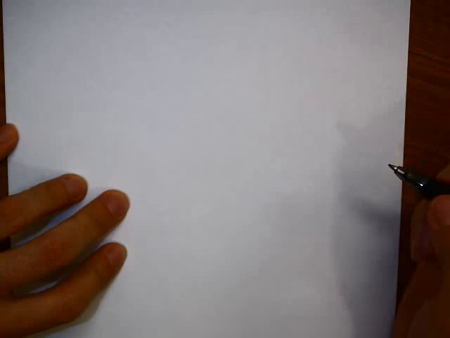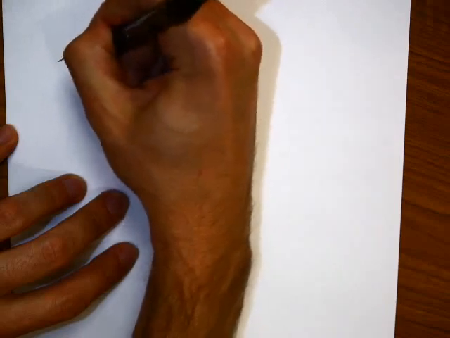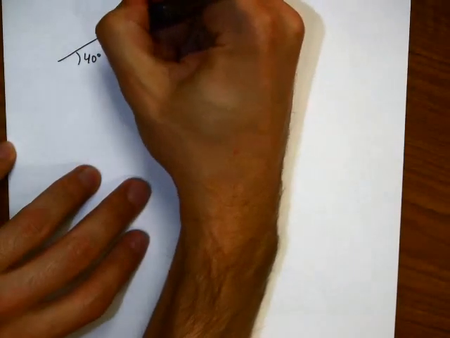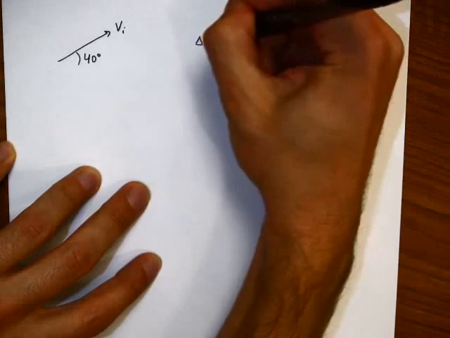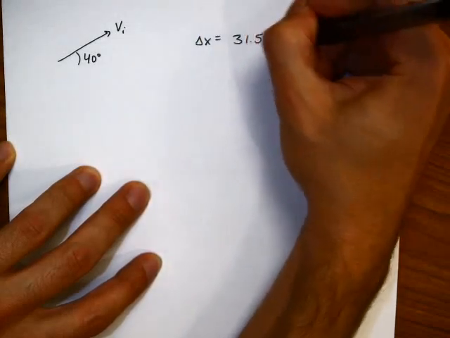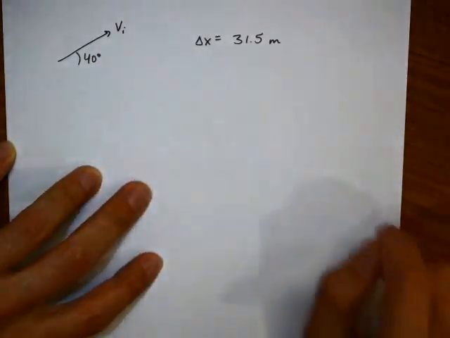It's because we're not given a lot of information. Let's just say that an object is launched upward at 40 degrees. We don't know the speed, Vi, we don't know it. But we are told that the range is 31.5 meters. And we're supposed to figure out what that speed was.